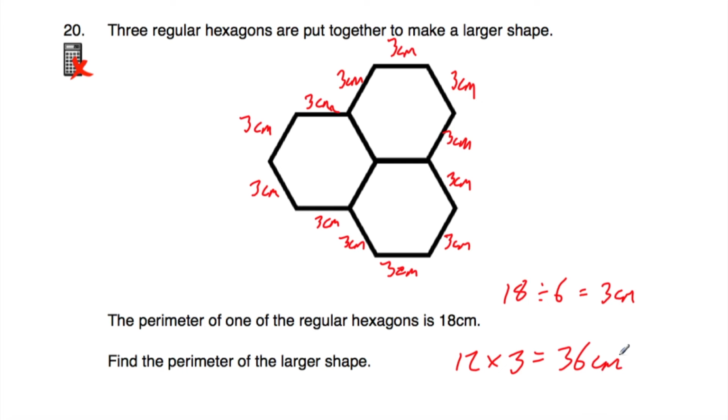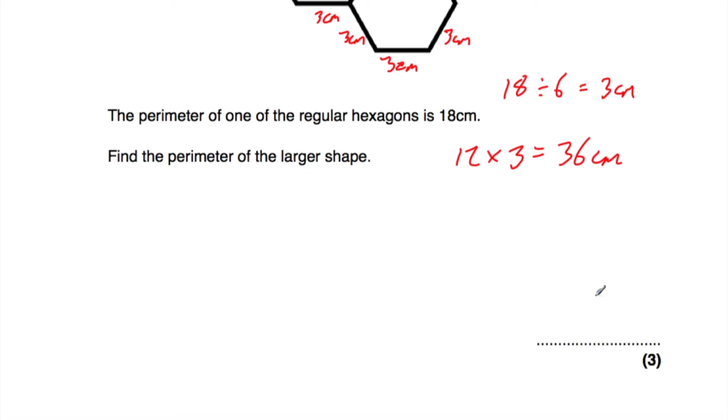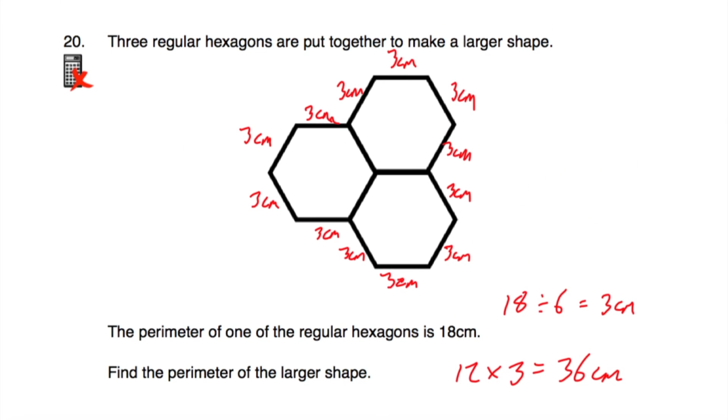So that means the perimeter of this larger shape would be 36 centimeters, and that's it. And in this question, just to point out, you couldn't take the perimeter of one of the regular hexagons, which is 18, and multiply that by 3, because remember, we've joined them together, so some of the sides are not inside of the shape, so they wouldn't actually count towards the perimeter of the larger shape.